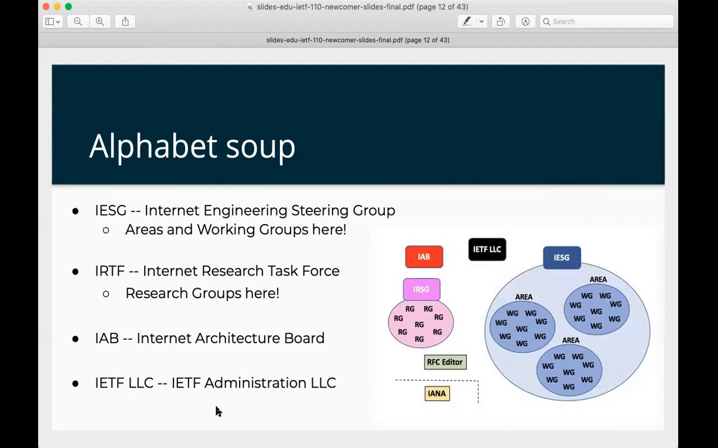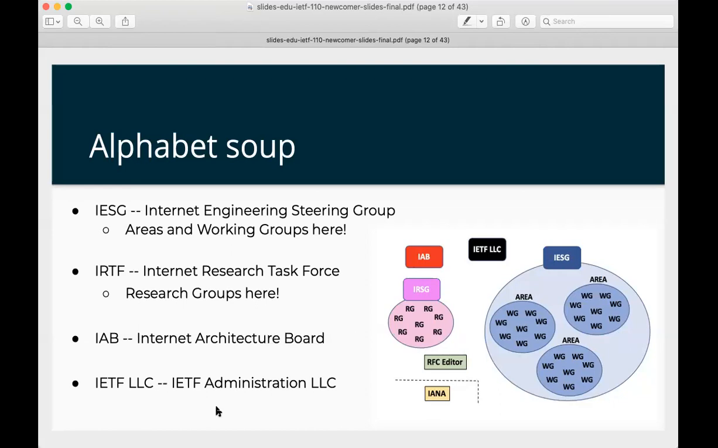The IESG is the Internet Engineering Steering Group. Previously I mentioned that there were seven areas. Each area is comprised of a number of working groups, and you can see all the little WGs in the little area bubbles. Each of those areas has area directors that are responsible for that area. That body of people, those area directors, is called the IESG, and they are the management body for the IETF.